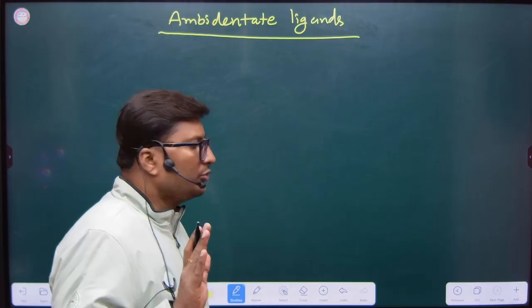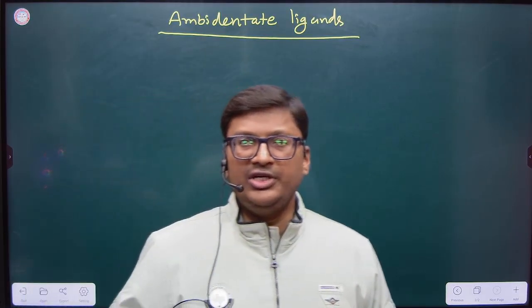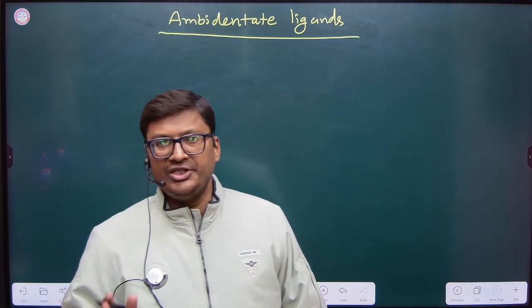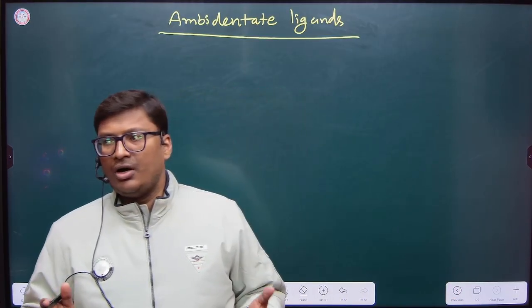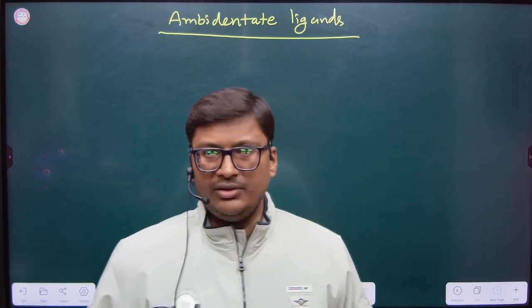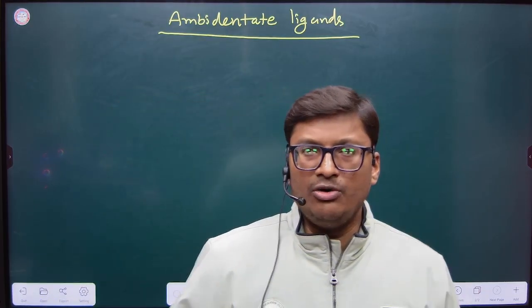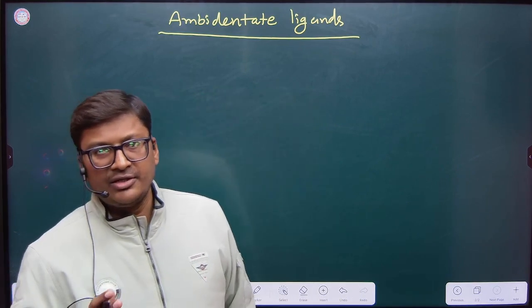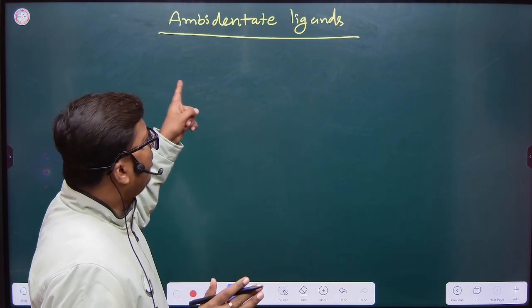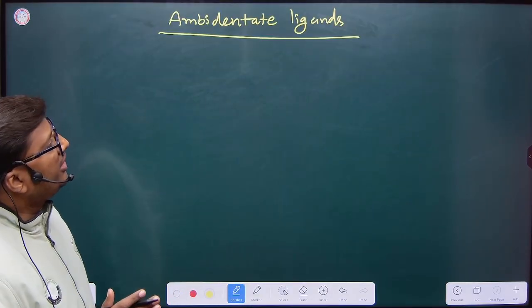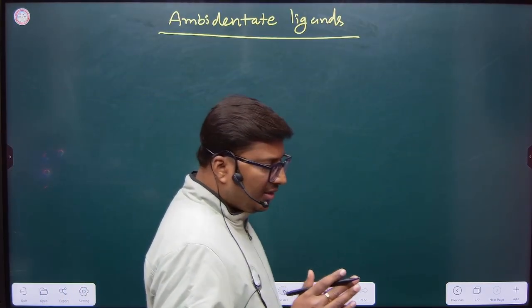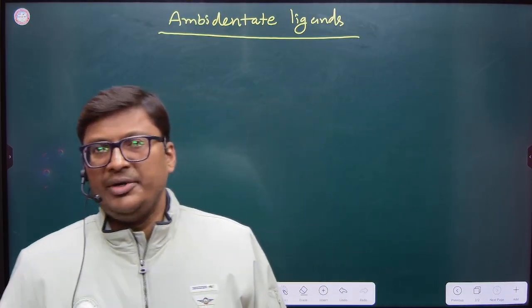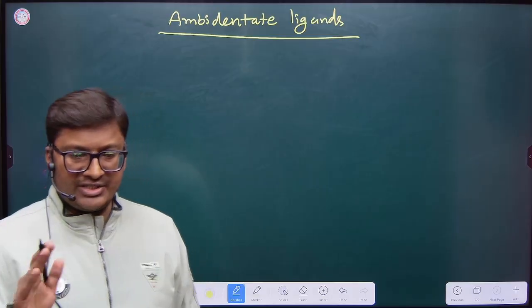Okay, so as you know, Werner's theory has a very diverse effect on coordination chemistry, because of the production of different coordination compounds that have real world applications. So now our topic is ambidentate ligand. Ambidentate ligand means ligands having two donor sites, right?